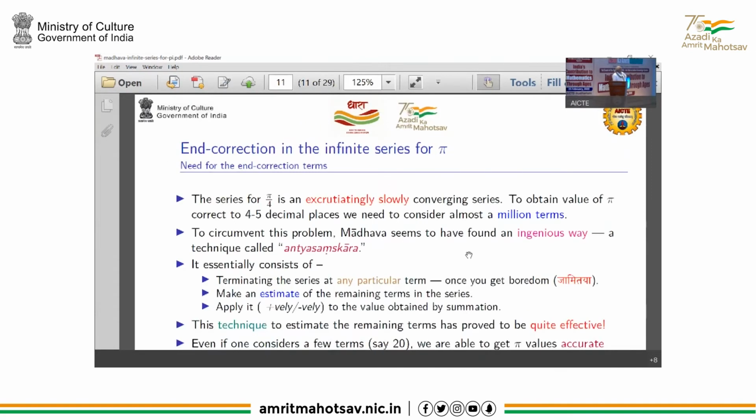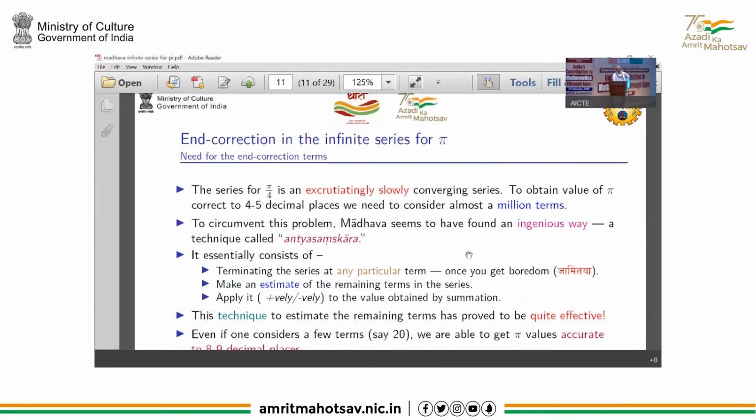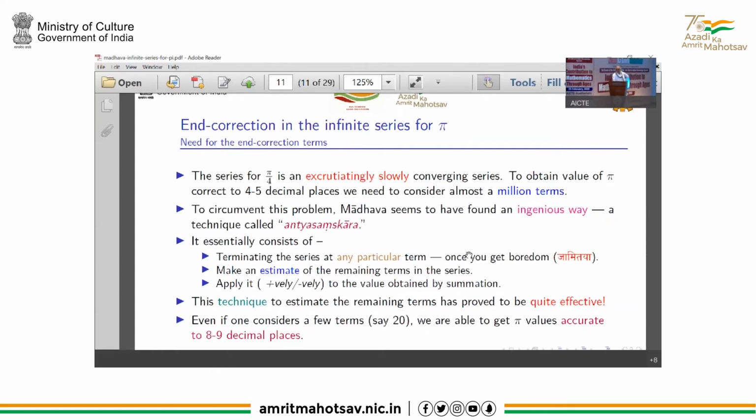This series that we had is a terribly slowly converging series. If at all you have to use this series to find out the value of pi, you may have to calculate a million terms, even to get the accuracy of Aryabhata, 4 digits. So one will not be able to make use of this series for evaluating pi, though it may be a very beautiful result. So what do we do with this?